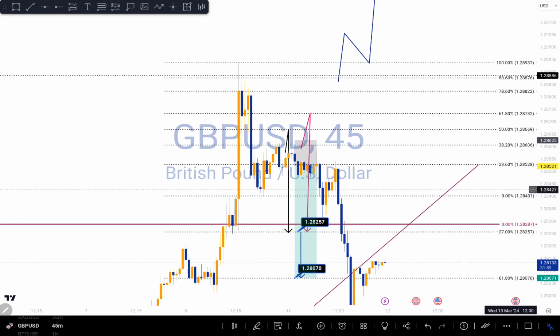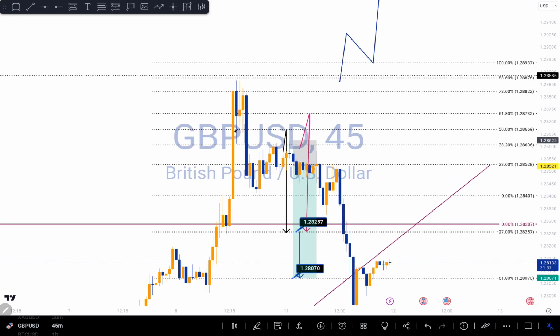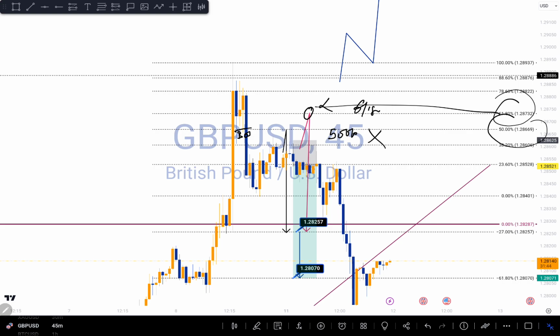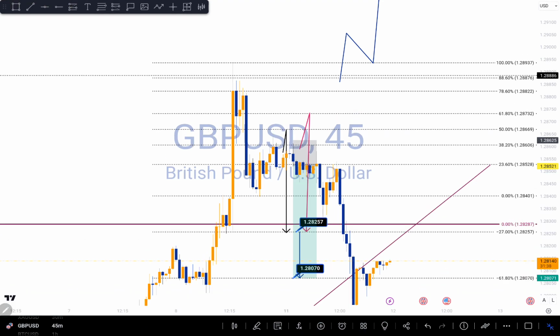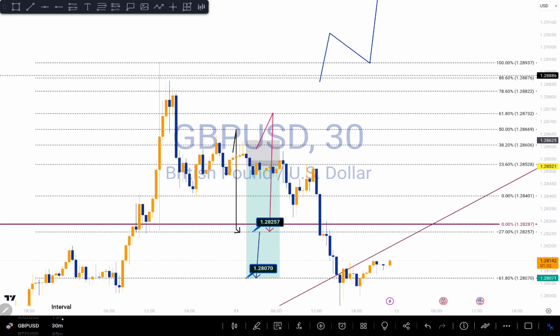So I gave different scenarios, right? Because we had a break of structure around this area right here. First of all, I said there's a possibility that we might start rejecting around the 50% fib level, right around that area. And if that becomes invalid, then I'll be looking forward to my 61.8% fib level. But as you can see, the market did not reject around that area, but we started rejecting off of my 38.2% fib level. So let's go to a smaller time frame.